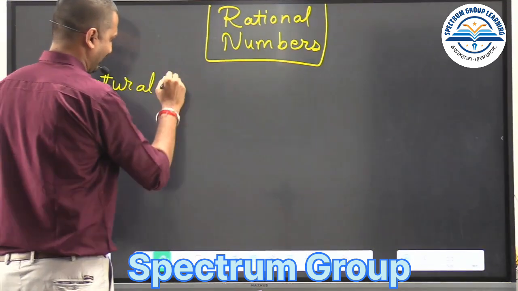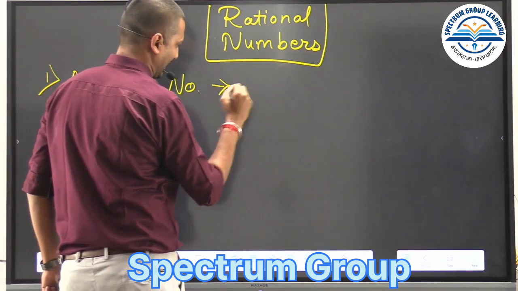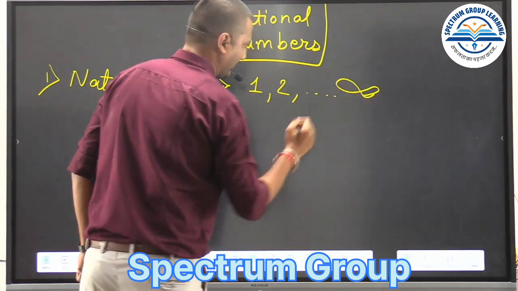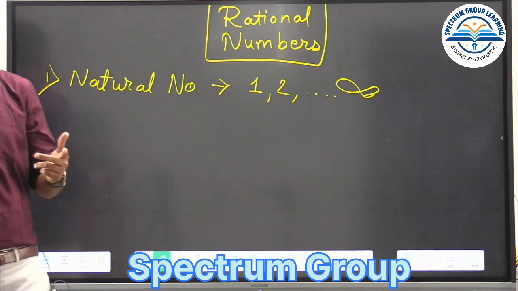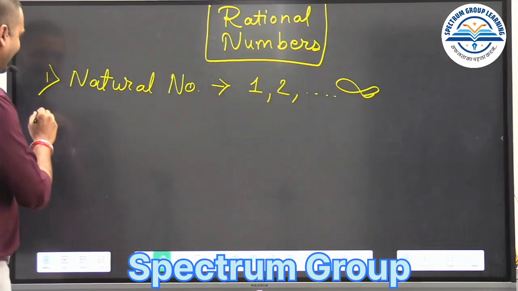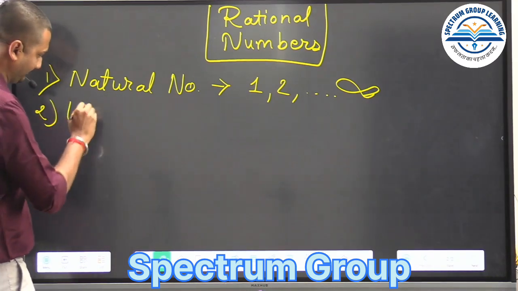What are natural numbers? The numbers which start from 1, 2 and go till infinity. वो नंबर जो 1, 2, 3 और इन्फाइनाइट तक जाते हैं वो कहलाते हैं क्या? नेचुरल नंबर. Second is whole number.